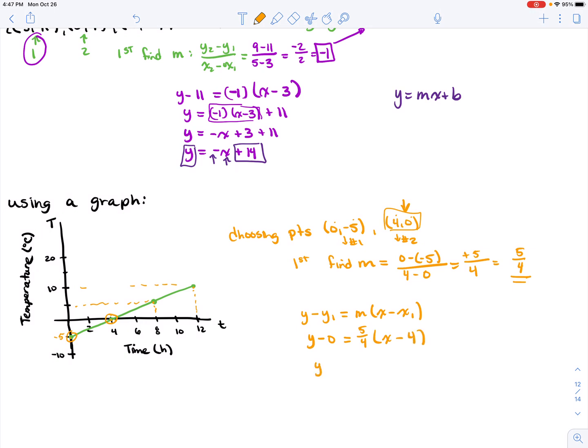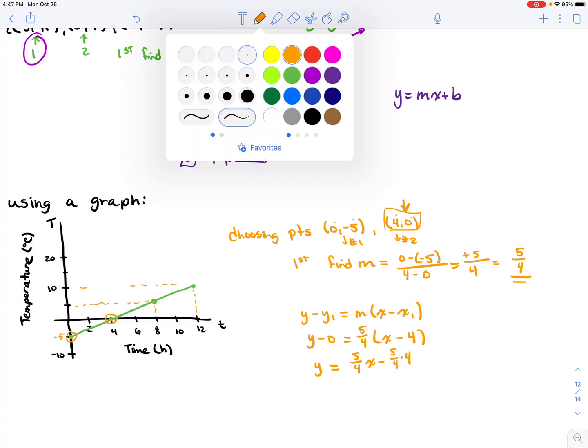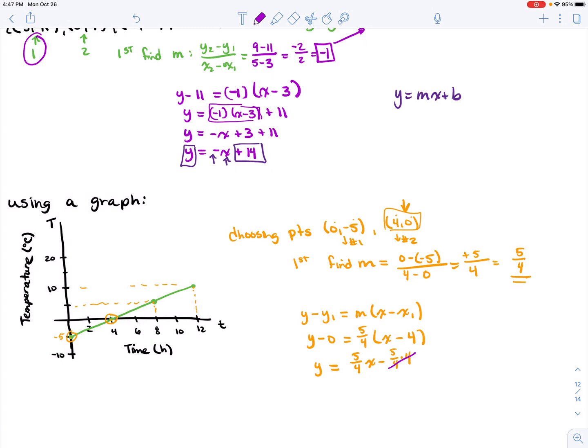So I have y, minus 0 is just y, and I have 5/4 x, minus 5/4 times 4, and of course I can cross those two out. So I have y equals 5/4 x minus 5. And that's my equation for the line.